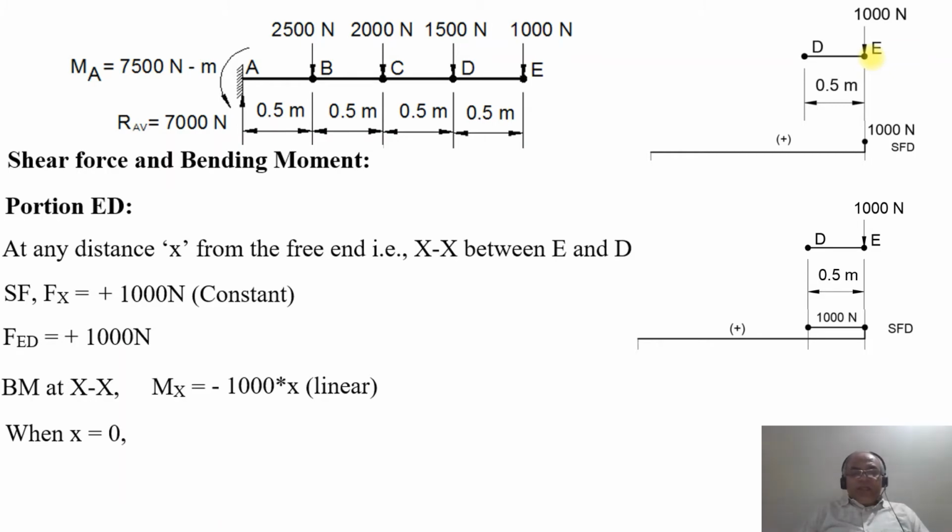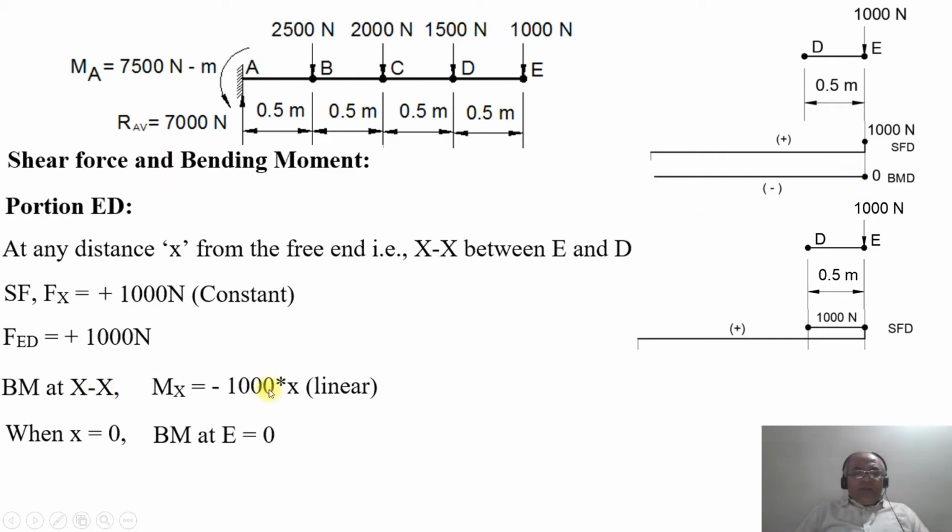When the value of x is equal to 0, what happens? We get the bending moment at the point E, which is minus 1000 into 0, it becomes 0. So the bending moment at the point E will be equal to 0. That is what we are going to get, the bending moment at this point is 0.